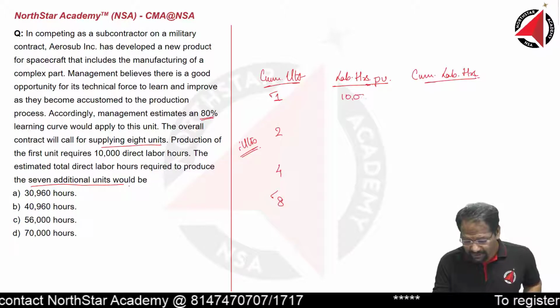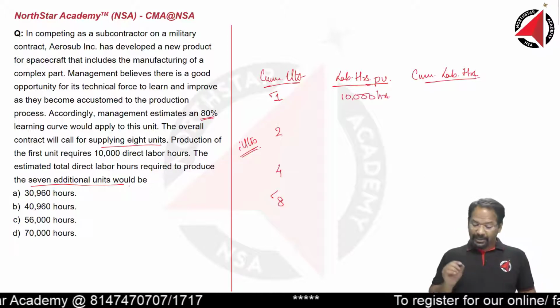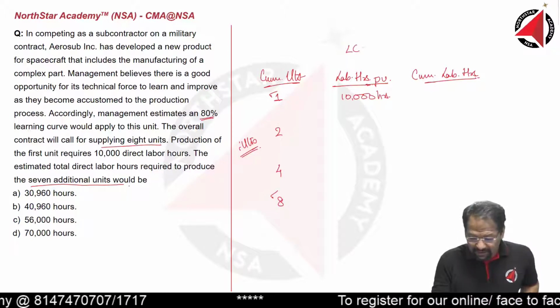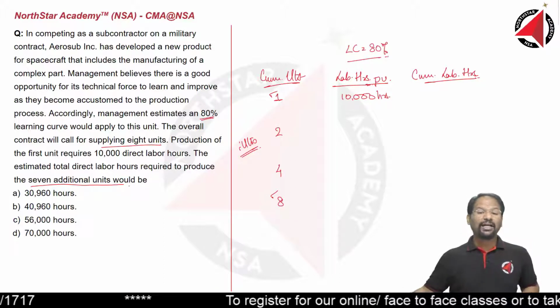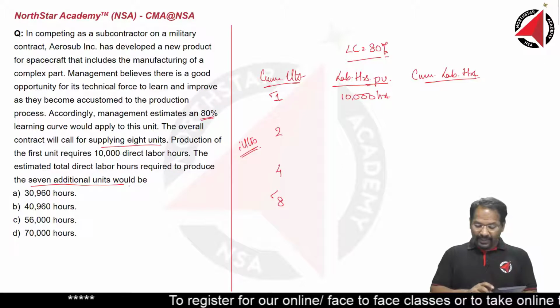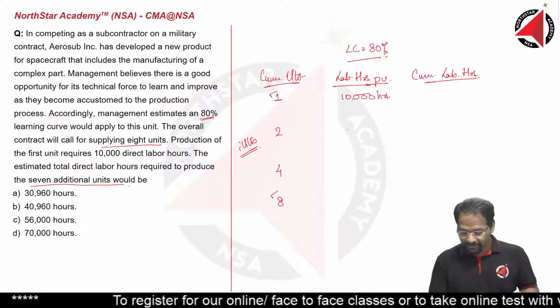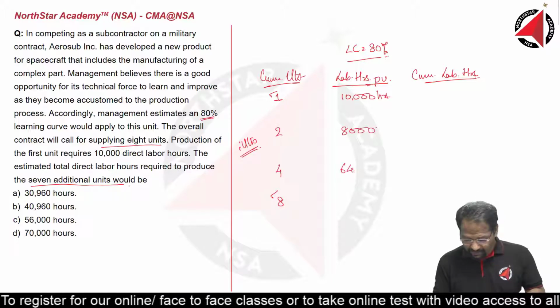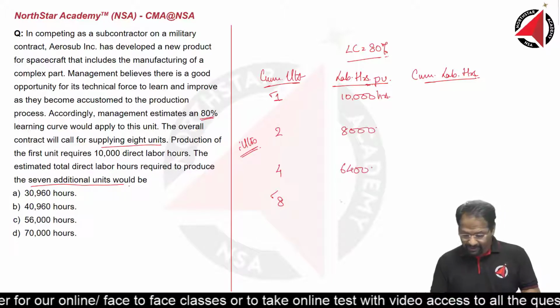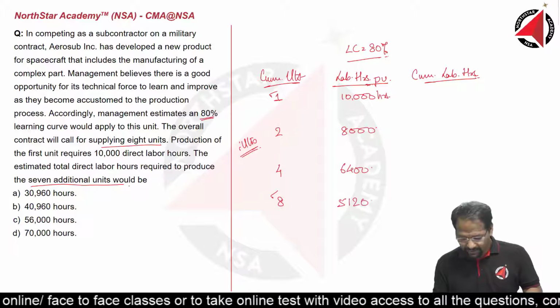First one is 10,000 hours. Now take up calculator. How much is the learning curve? 80%. So type in calculator 0.8 times 0.8 times 10,000 equals, you get 8,000. Press equals again, you get 6,400. Press equals again, you get 5,120.